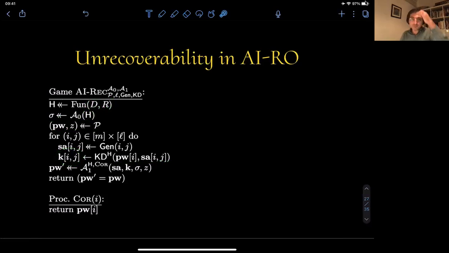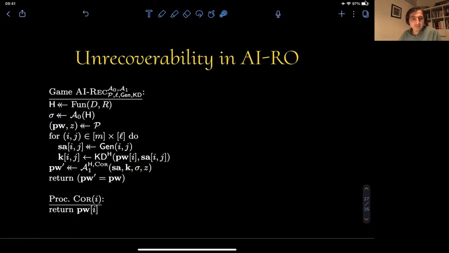And the adversary is now provided with the keys, the salts, the sigma, the auxiliary information related to the random oracle, and Z, which is some leakage information on passwords. And its goal is to guess the whole vector of passwords. And while the adversary is doing this, of course, it has access to the random oracle H, as well as a corrupt query where it can corrupt users and get their passwords. So this is a very natural notion of unrecoverability of passwords in the auxiliary input model.